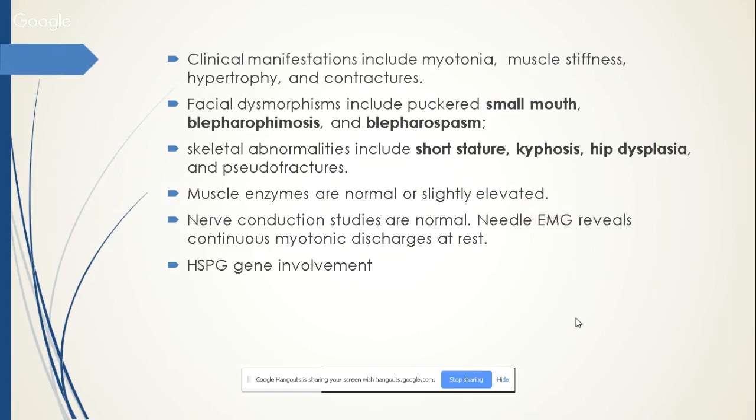The facial dysmorphism basically shows a small mouth, blepharophimosis, which is basically bilateral ptosis with a very small eyelid, and of course blepharospasm. These patients usually are of very short stature, have skeletal abnormalities such as kyphosis and hip dysplasia, with a minor elevation of their muscle enzymes. Again, an EMG will show just myotonic discharges. And the gene involved is called HSPG.